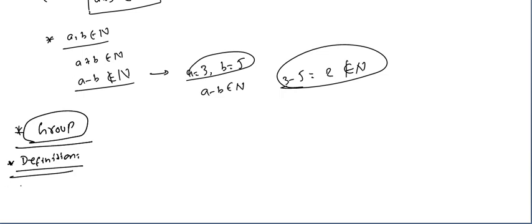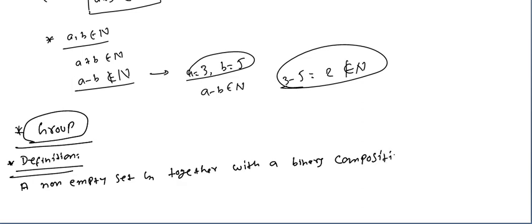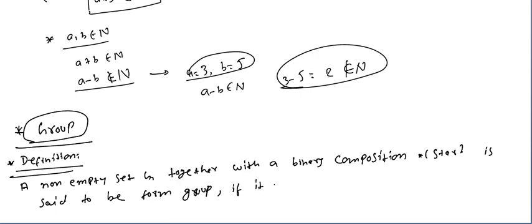Suppose we have a non-empty set G, together with a binary composition, A star. Clear? It is said to be a group if it satisfies the following properties.